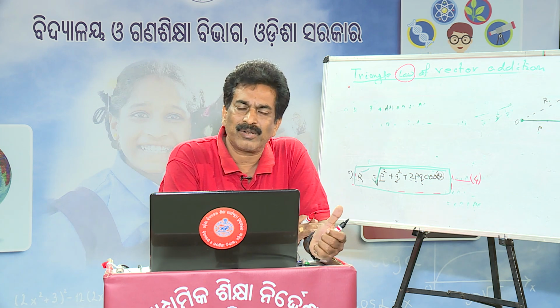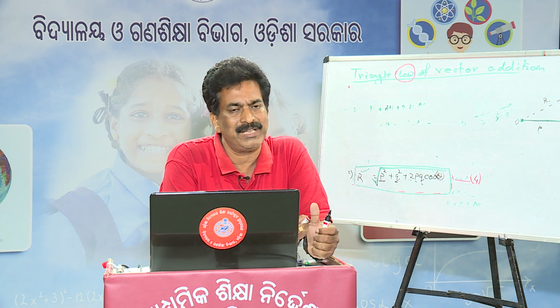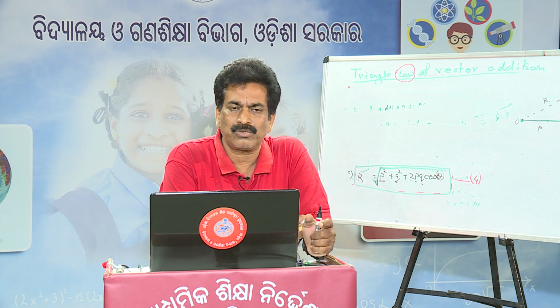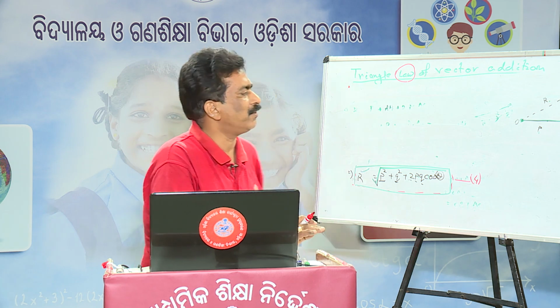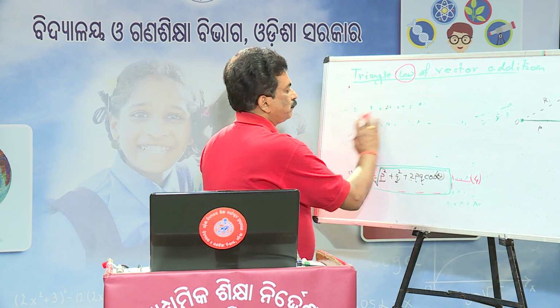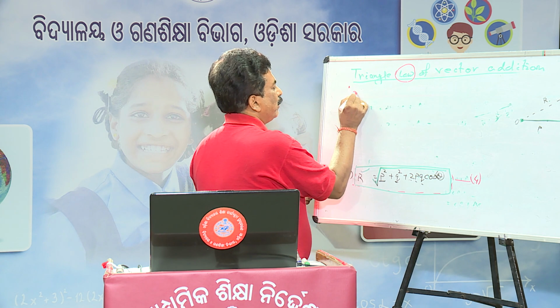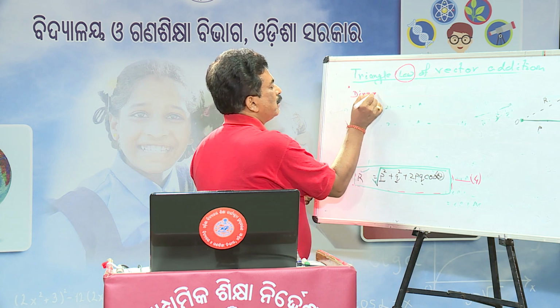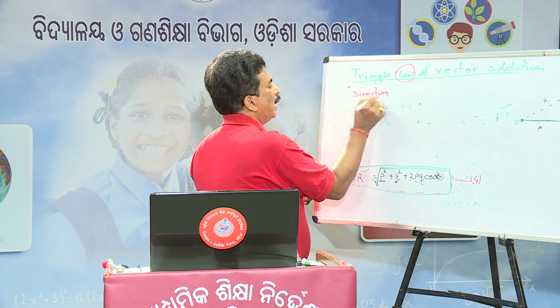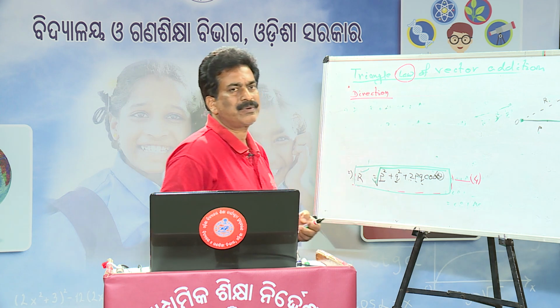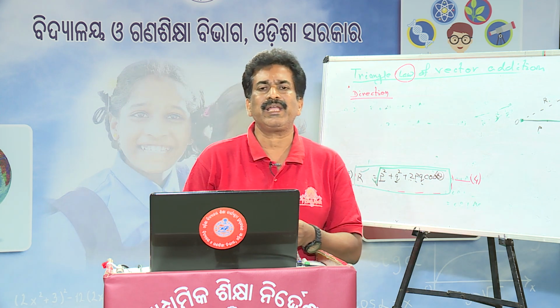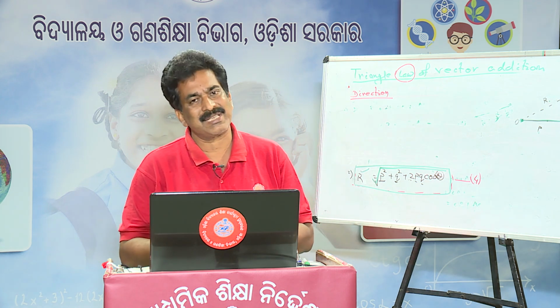So now we have determined the value of its magnitude. What would be the magnitude of the resultant? Now we will go for its direction. Next one is the direction. Though the resultant is a vector, it must have its direction. Direction is what? What angle it inclines with its base vector.